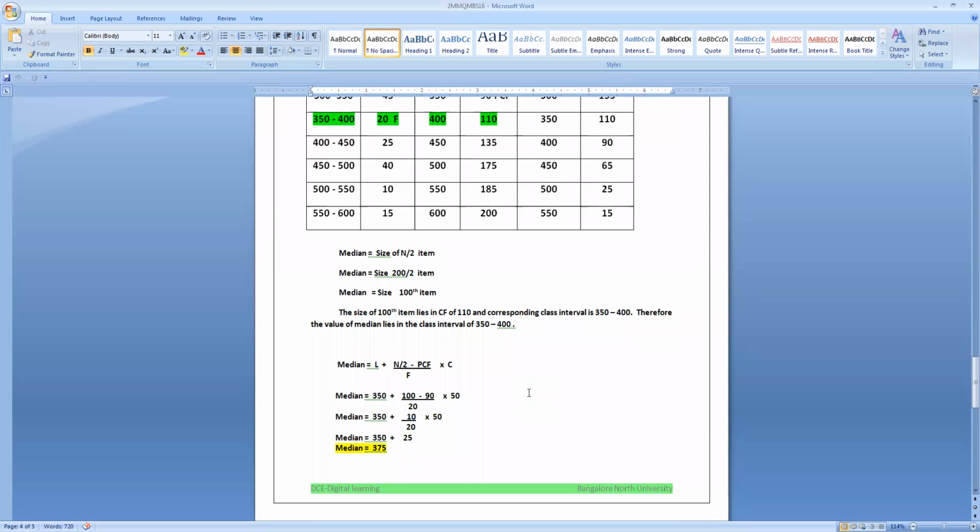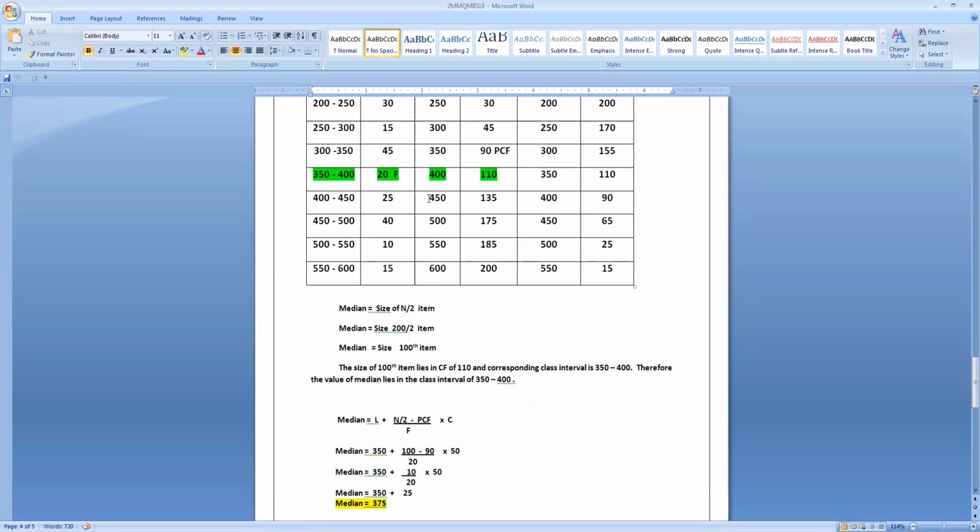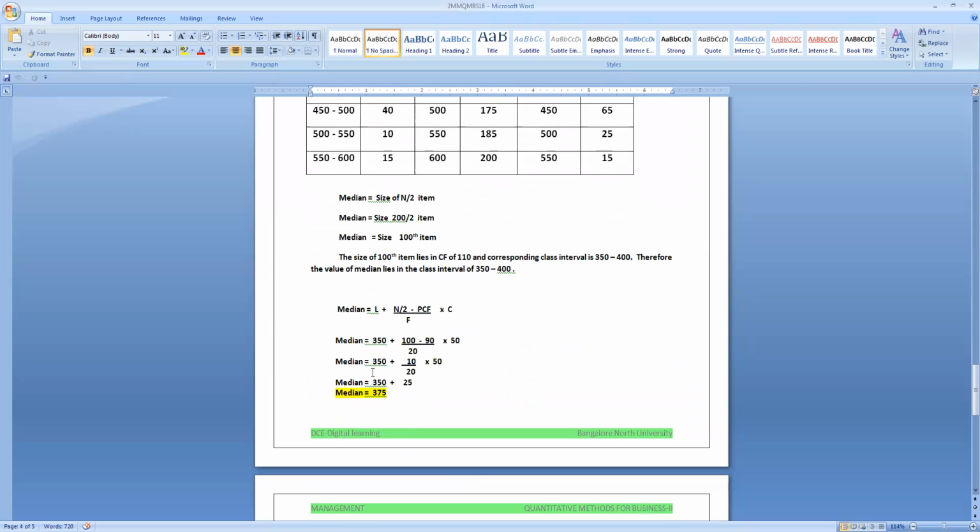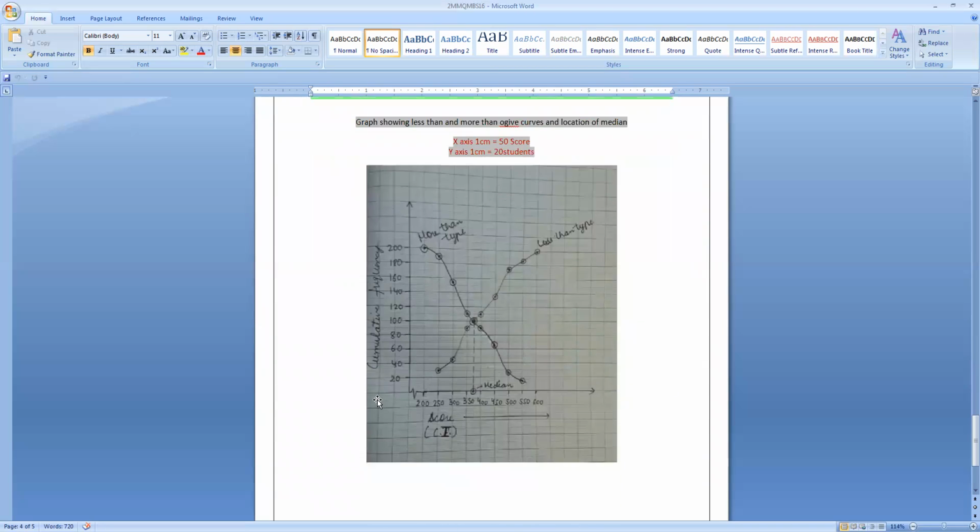Now we substitute in the formula: median equals L plus n by 2 minus PCF by f into c. Median equals the lower limit, that is 350, plus n by 2, which is 100, minus the preceding CF of the cumulative frequency column, that is 90, by the frequency 20, into 50. So median equals 350 plus 10 by 20 into 50. The value calculated becomes 25, added to the lower limit 350. Therefore, the value of median is 375.